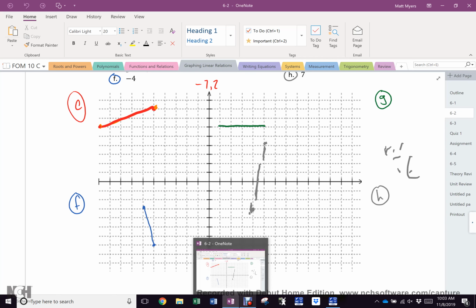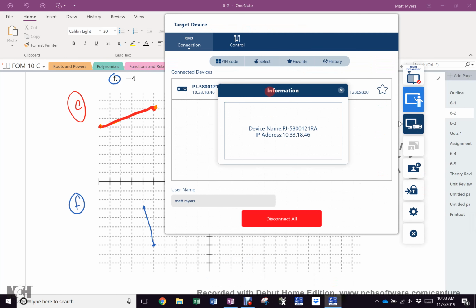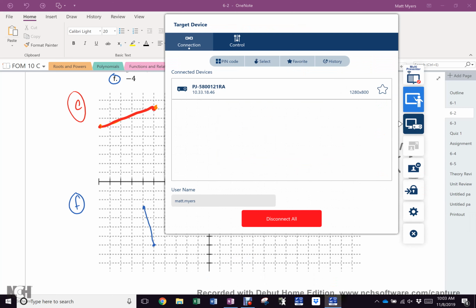Off and on again. I did try restarting. That was the point.